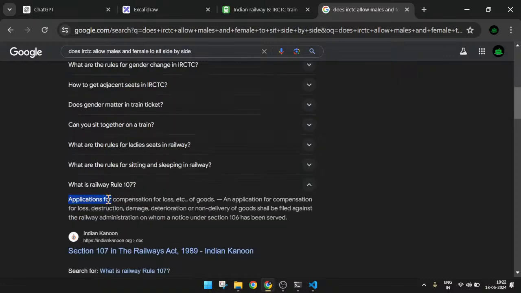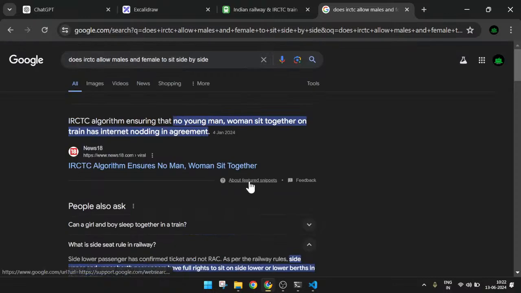Application for compensation for loss, etc. of goods. An application for compensation for loss. No, I don't. I'm not interested. Ensure that no young man, woman sit together on train.